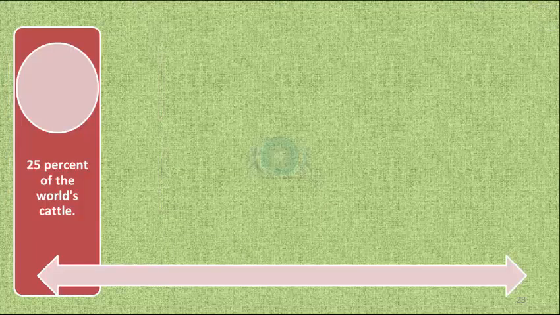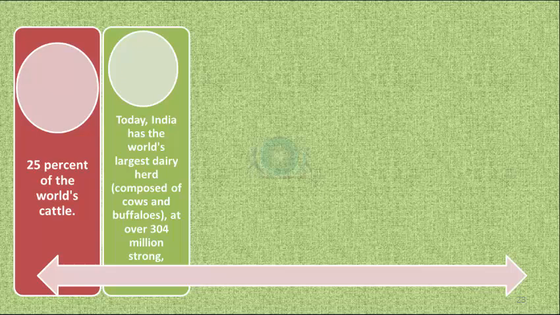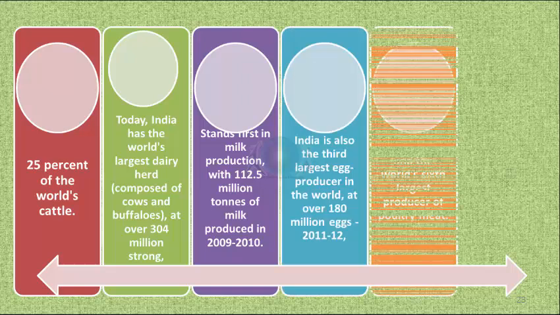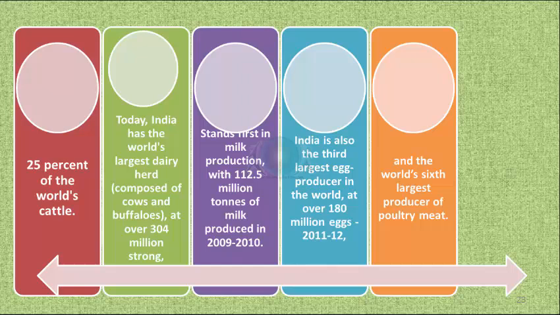India accounts for approximately 25% of the world's cattle. Today, India has the world's largest dairy herd, composed of cows and buffaloes, and it is more than 300 million strong. It stands first in milk production with 112 million tons of milk in 2009-2010, and India also happens to be the third largest egg producer in the world. As regards poultry meat, India is the sixth largest producer. The majority of India's animal products are consumed domestically. Exports are also, of course, growing.